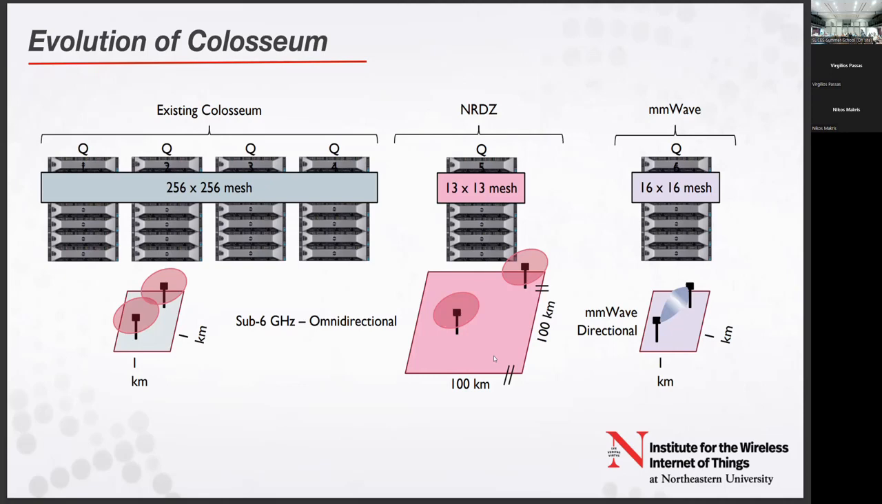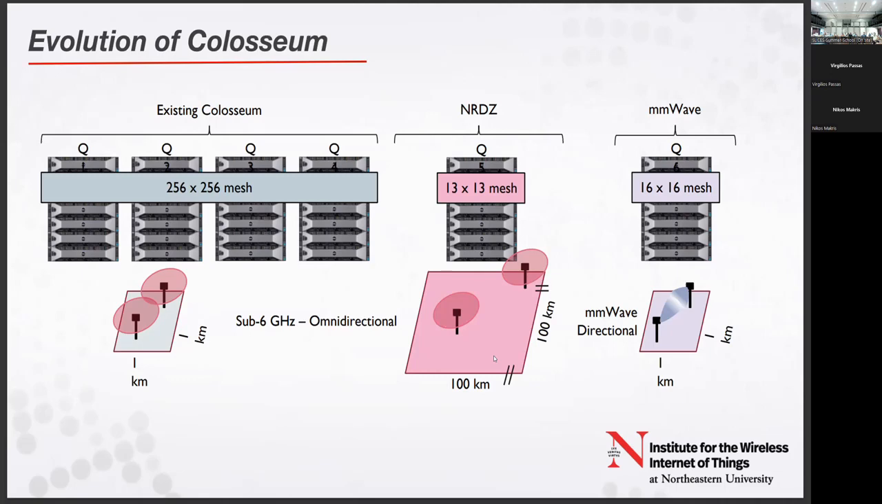But we are now working towards enhancing the area that you can emulate in Colosseum to be 100 kilometers by 100 kilometers. The reason is that the National Radio Dynamic Zones is a program by the NSF to look at coexistence between satellite communication, terrestrial communication, passive users, and Earth exploration satellites. For that, you need large swaths of area to conduct and model interference studies.